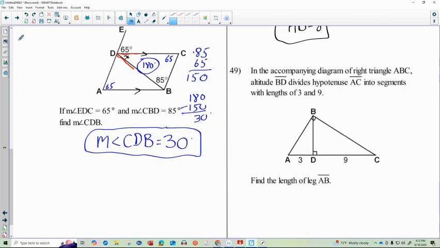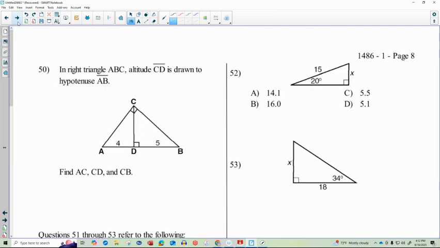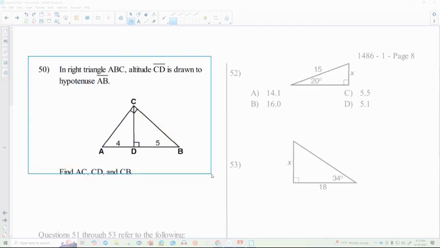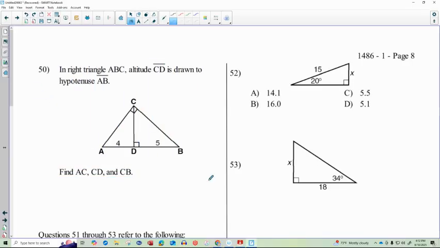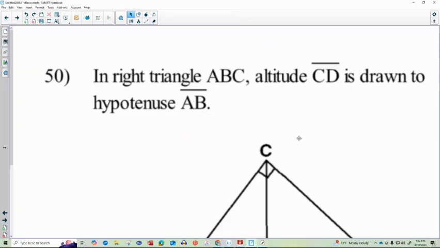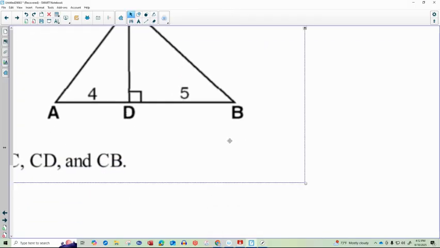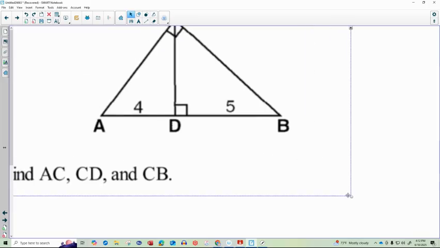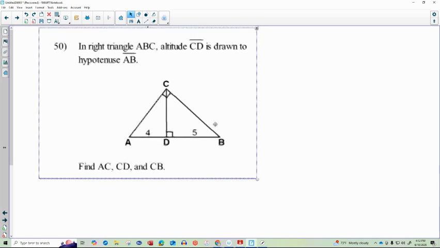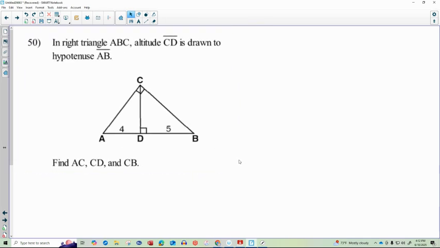49 and 50, let's see, are what we call the leg and altitude rule problems. I'm going to bring these to another place here. Leg rule and altitude rule. Who remembers those? Hopefully you're watching this video and you're going to get this little mini lesson. All right. So let me just remind you of the leg rule and the altitude rule.